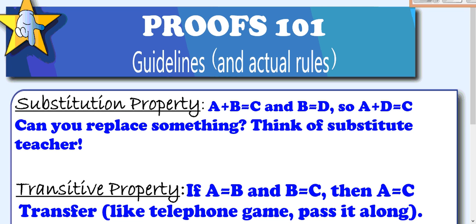We've also got the substitution property. When you know what something is equal to, you can substitute it into an equation. So here we know that B equals D. So that means that instead of B, you can replace it with D, substitution.